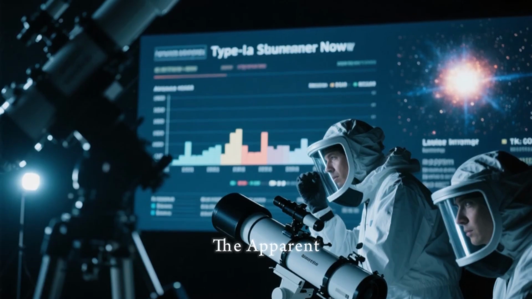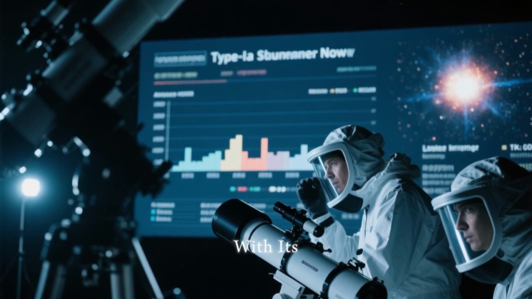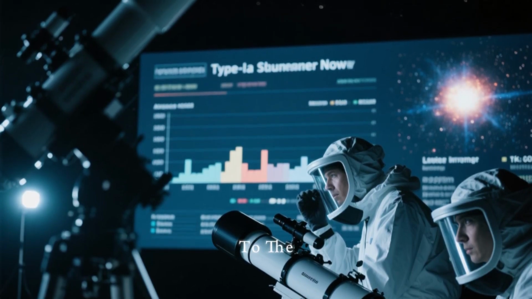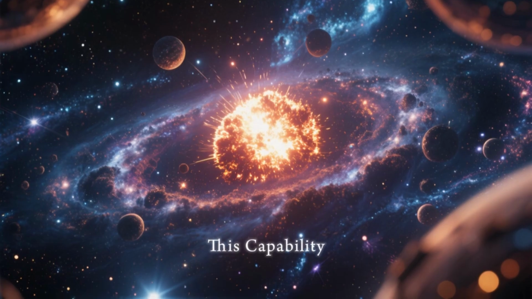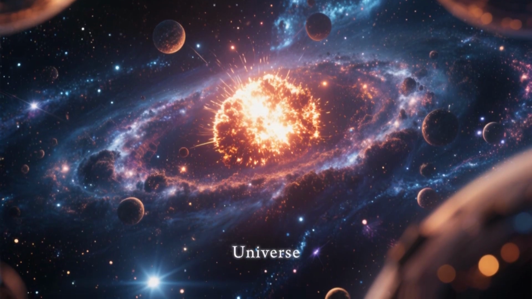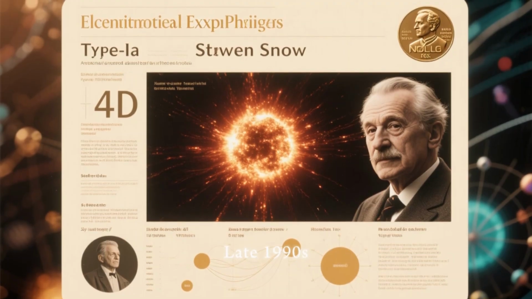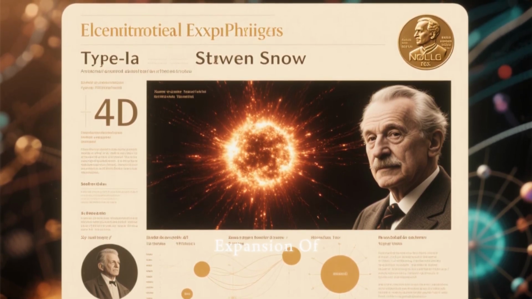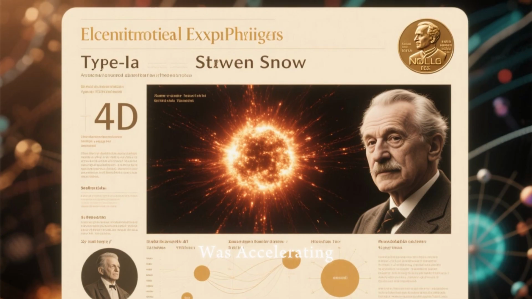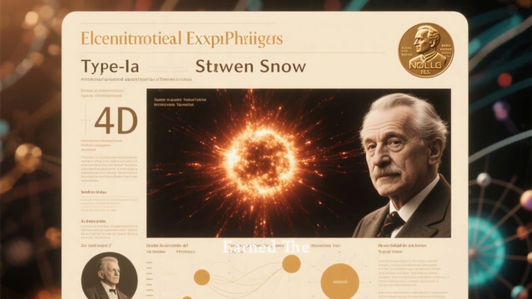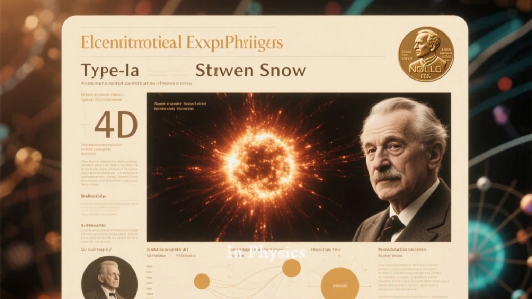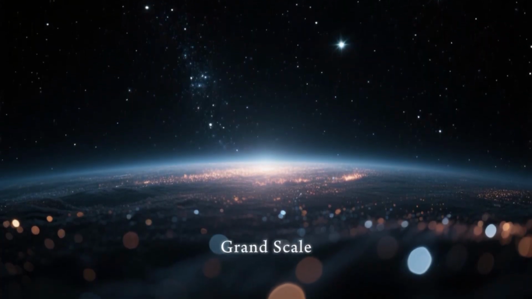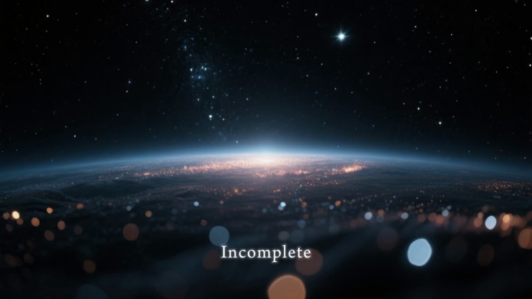By comparing the apparent brightness of a Type Ia supernova with its intrinsic luminosity, astronomers can accurately determine the distance to the star system. This capability has been instrumental in our understanding of the universe. In the late 1990s, observations of distant Type Ia supernova revealed that the expansion of the universe was accelerating, a groundbreaking discovery that earned the 2011 Nobel Prize in Physics. Without these remarkable standard candles, our perception of the grand scale of the universe would have been incomplete.